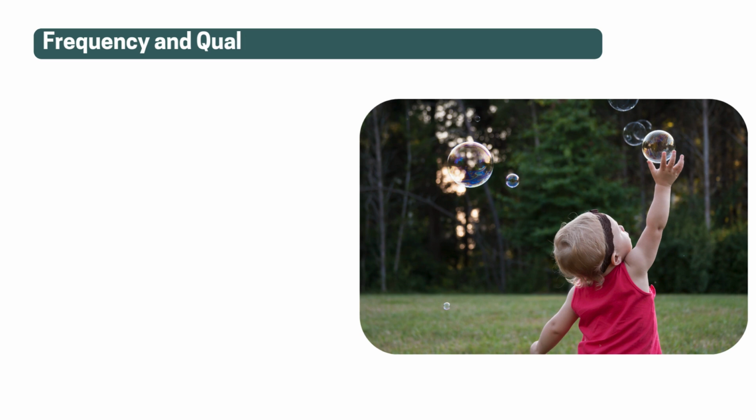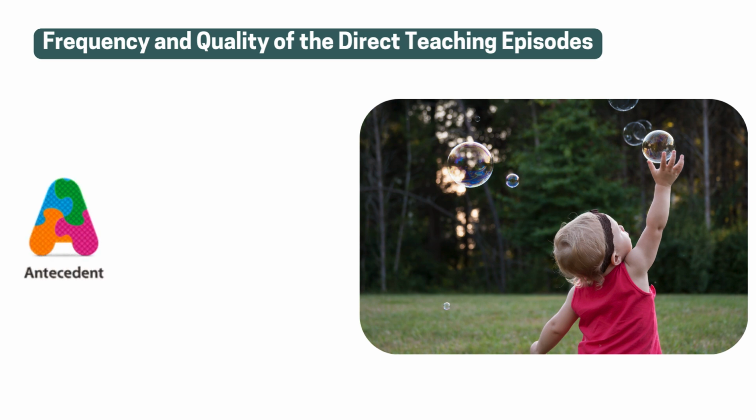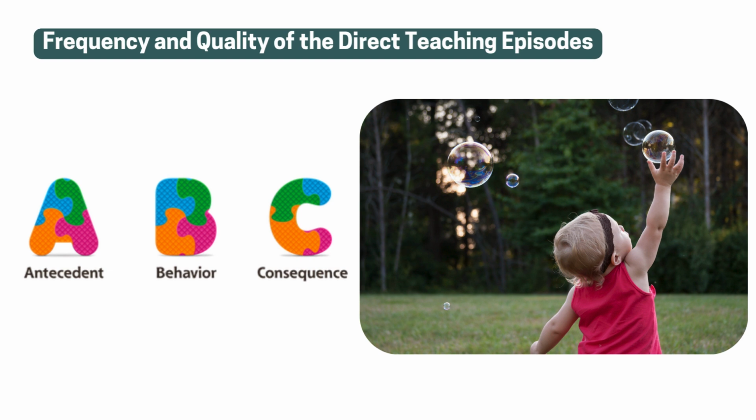And the last two NDBI strategies are frequency and quality of the direct teaching episodes. The adult uses principles of applied behavior analysis, specifically the three-term contingency. This is often called the ABC of teaching. A is the antecedent, what cues a behavior. B is the child's behavior. And C is the consequence, what happens right after the behavior, such as acknowledgement or prompting.